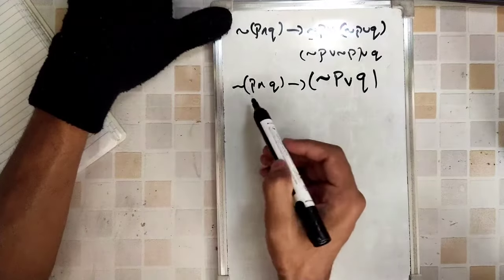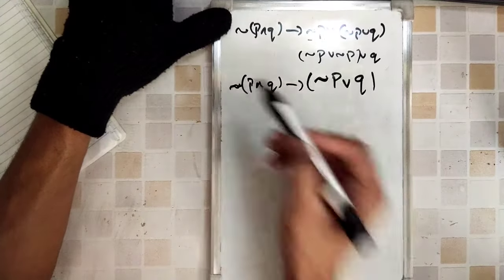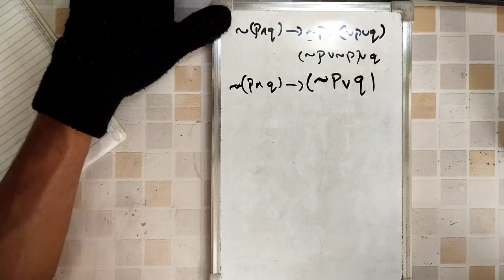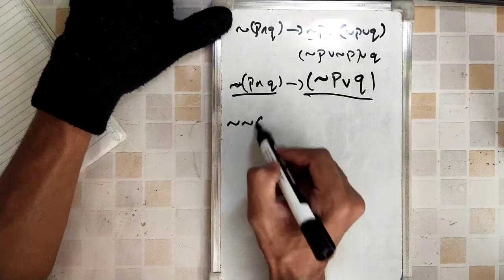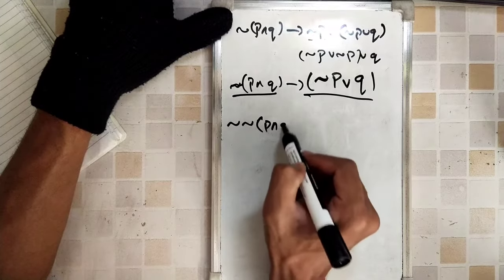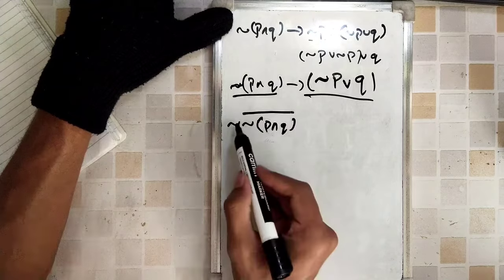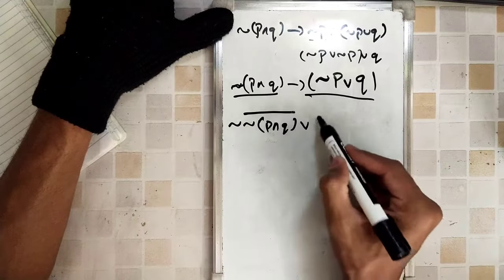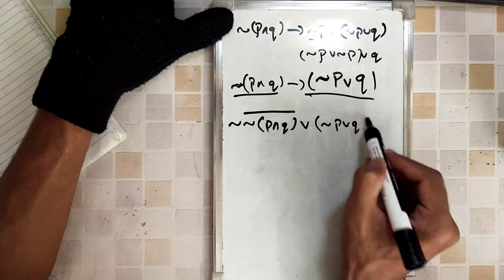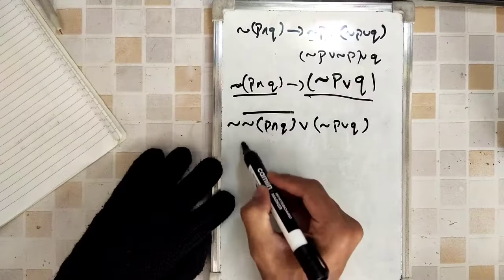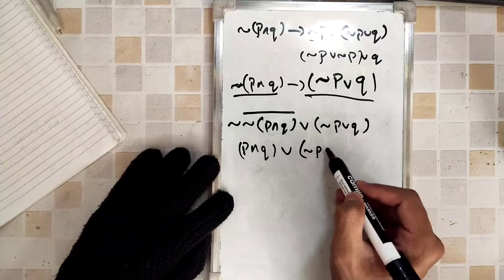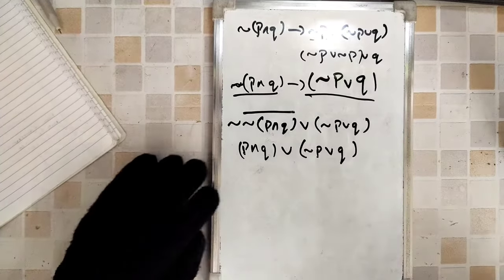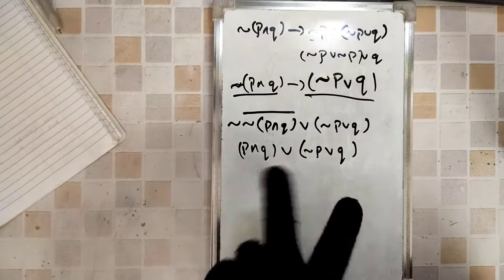Now it is in the form of P implies Q, right? I will just open this. P implies Q is nothing but negation P or Q. Now the double negation is there, so it will become only P and Q or negation P or Q. So here we have this term now.